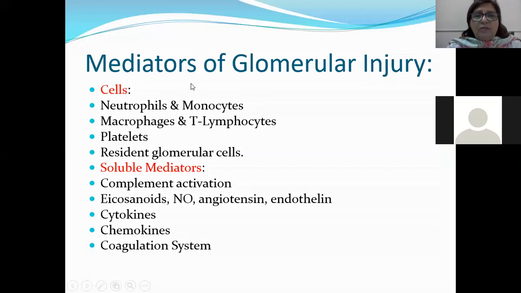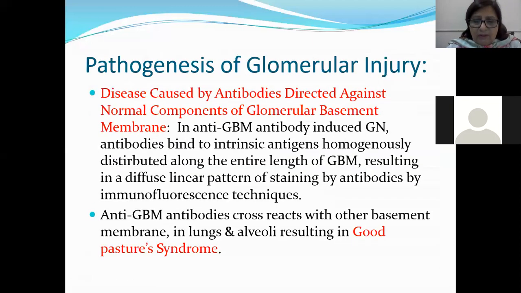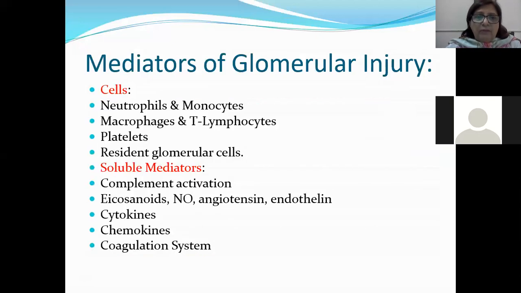Okay. Then mediators of glomerular injury. Once these deposits are formed because of antigen-antibody reactions, what is going to happen? The mediators of glomerular injury are those which are also mediators for any other inflammatory process. The cells which come into play are neutrophils and monocytes, which are also involved in other inflammatory processes. Oxygen free radicals are produced which can destroy the glomerular basement membrane. Then other cells are macrophages, T lymphocytes, and platelets. They also secrete mediators of inflammation. And resident glomerular cells, such as mesangial cells, also take part in the injury of the glomerulus by secreting mediators.